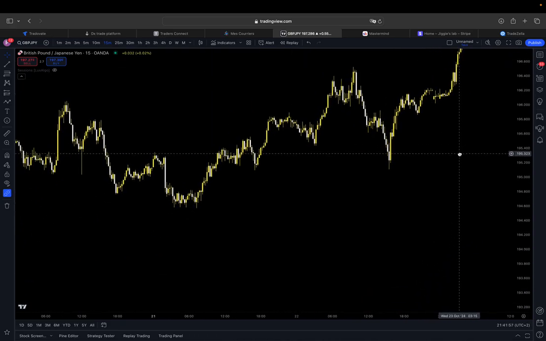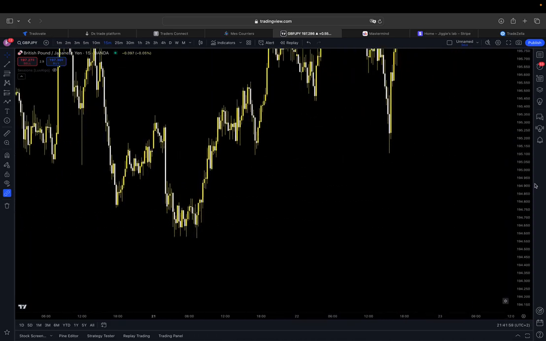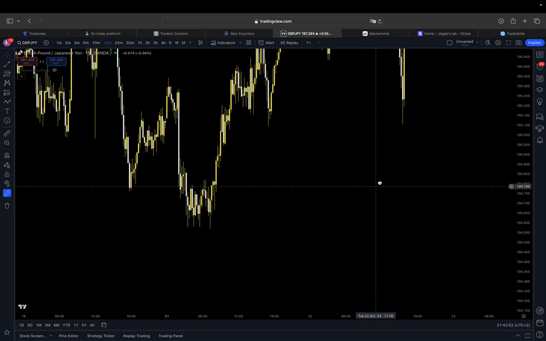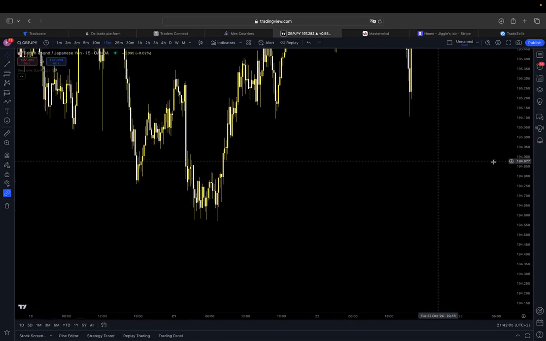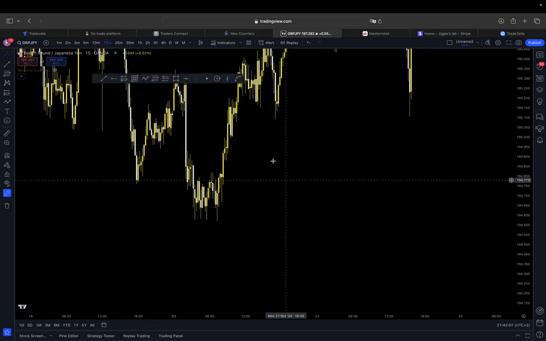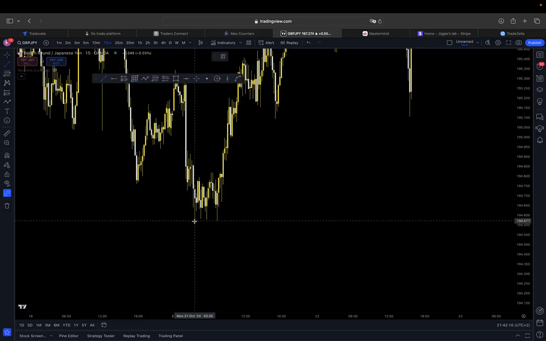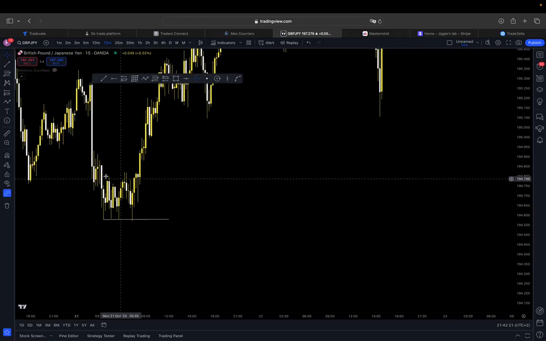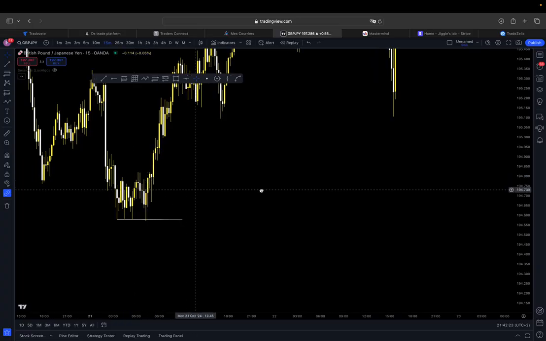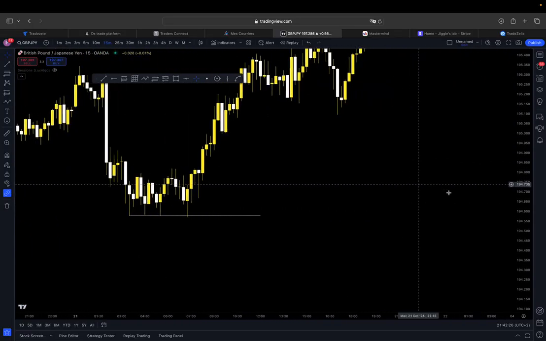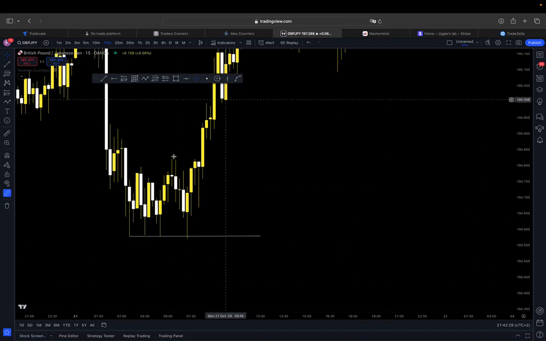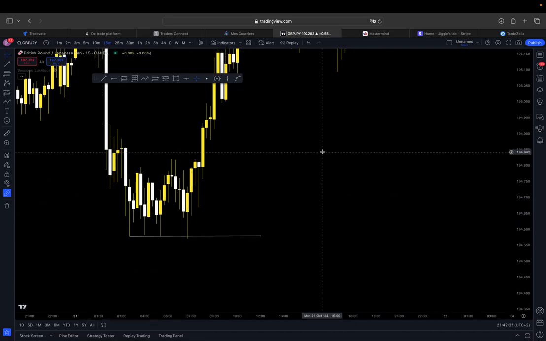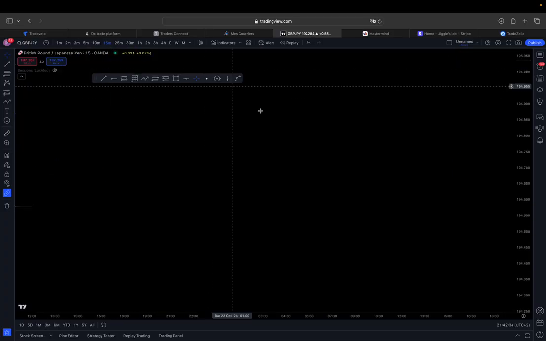Okay, now what is TS? Turtle soup. Do I like the name turtle soup? No, but I just call it TS. Now, what is a TS? You need to understand what a break of structure is. Here is a break of structure. I explained that. If you don't understand, go back to the break of structure video and try to understand what I mean.